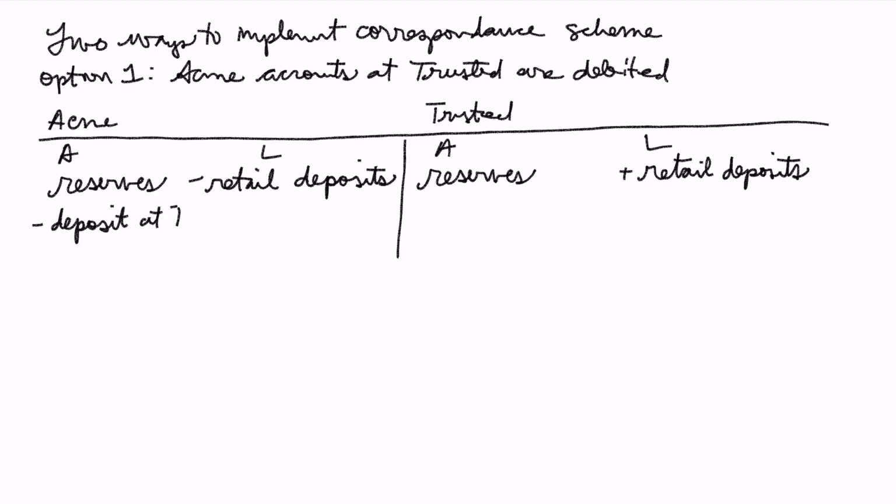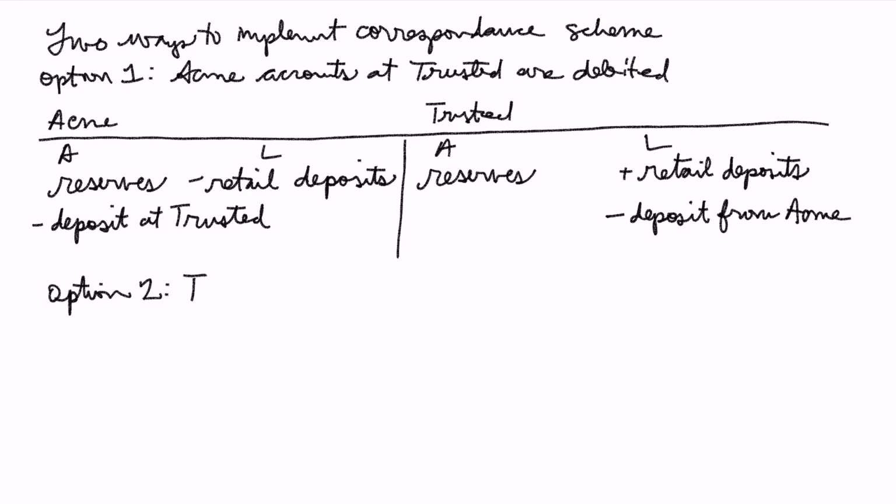So in option 1, we're going to make this transfer by debiting the deposit account at Trusted, and then also debiting the deposit account from Acme, which means that Trusted has less of a liability to Acme, and Acme has less of an asset at Trusted. We'll notice that this way of operating correspondence accounts contracts the deposit accounts and reduces money, so you have net minuses.